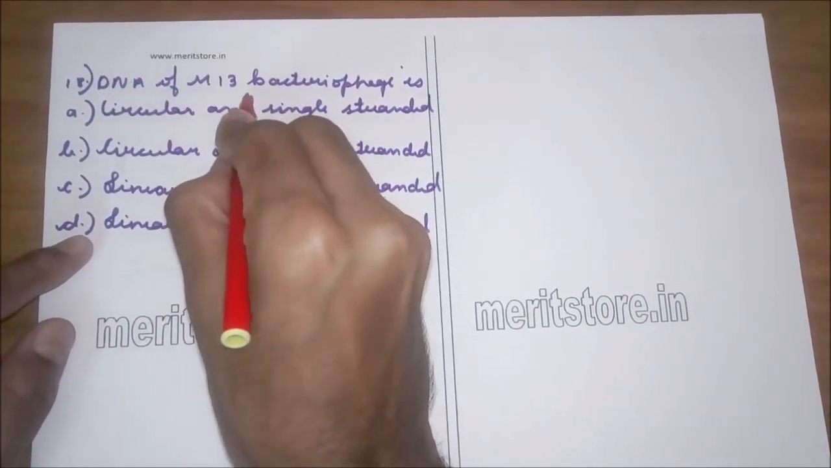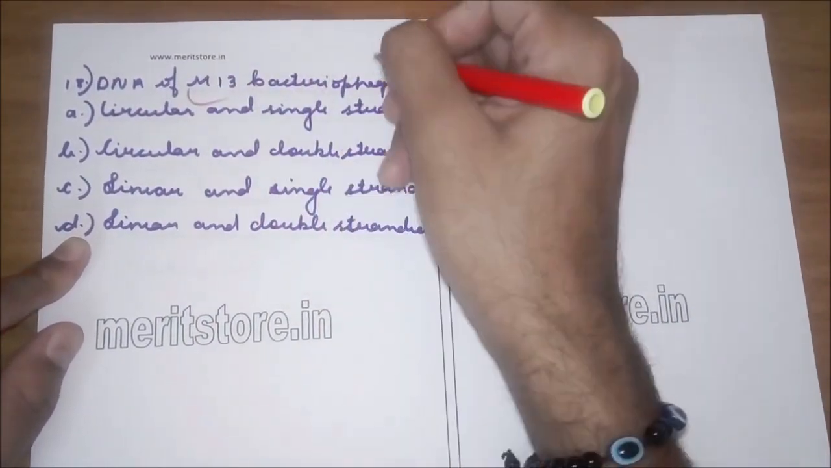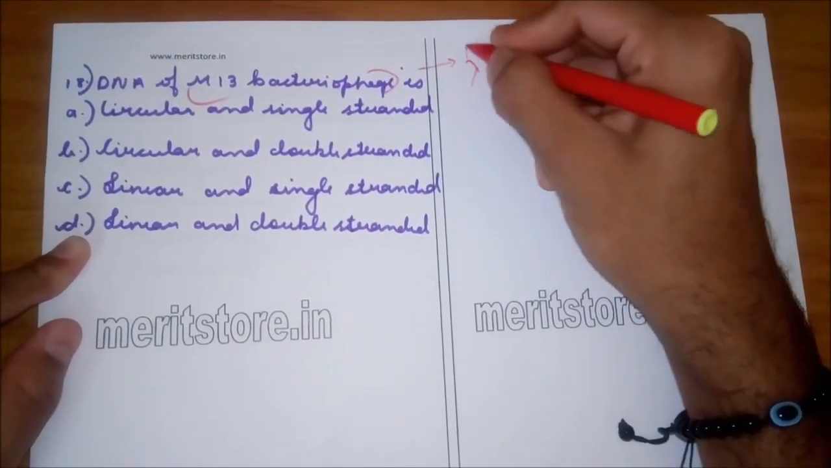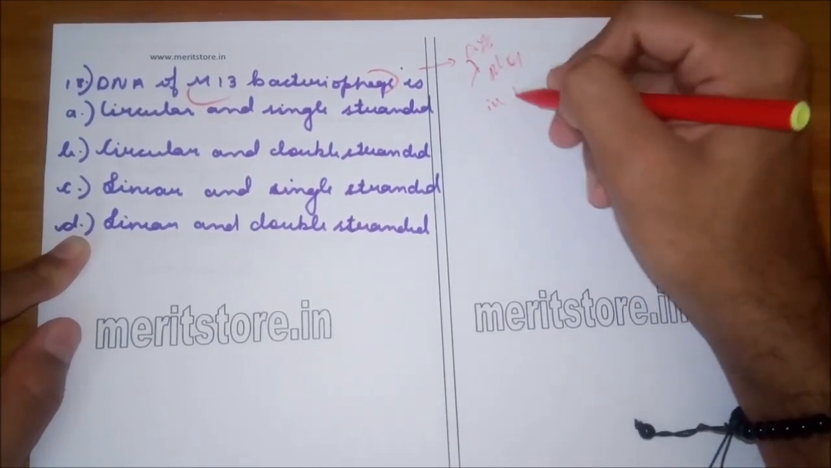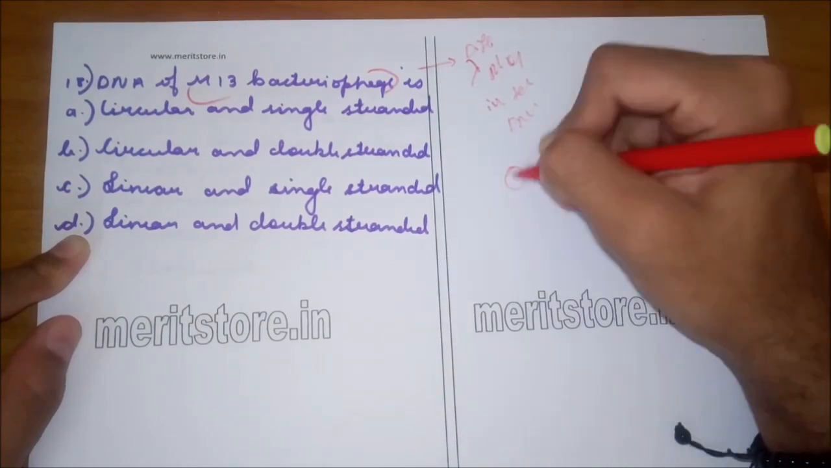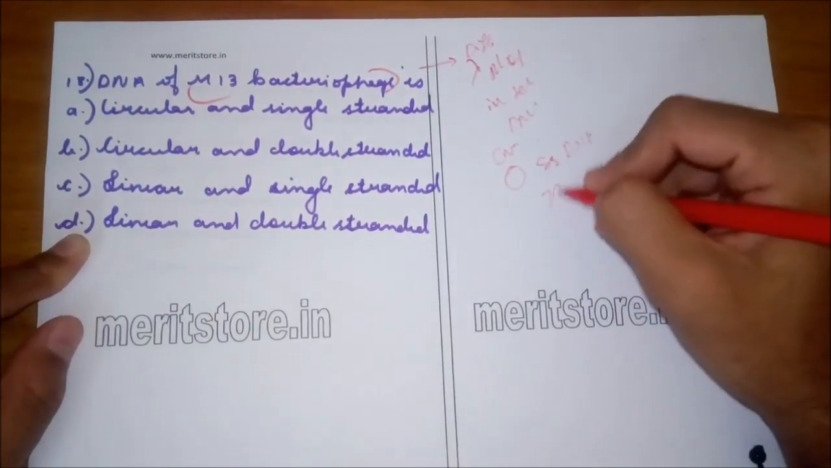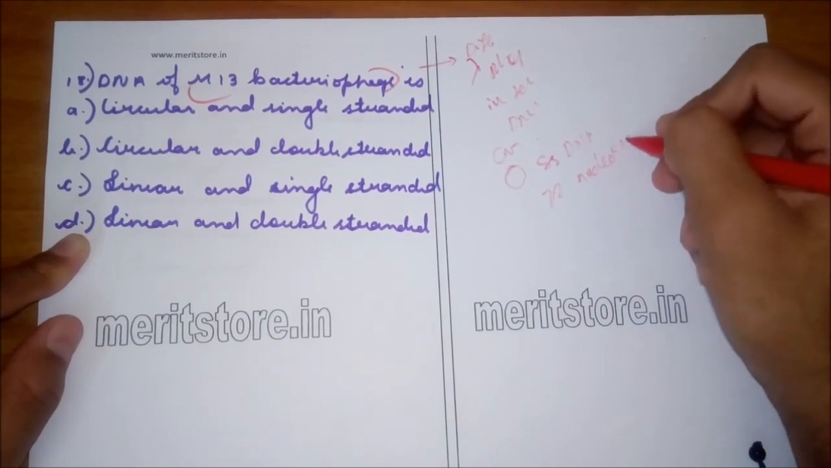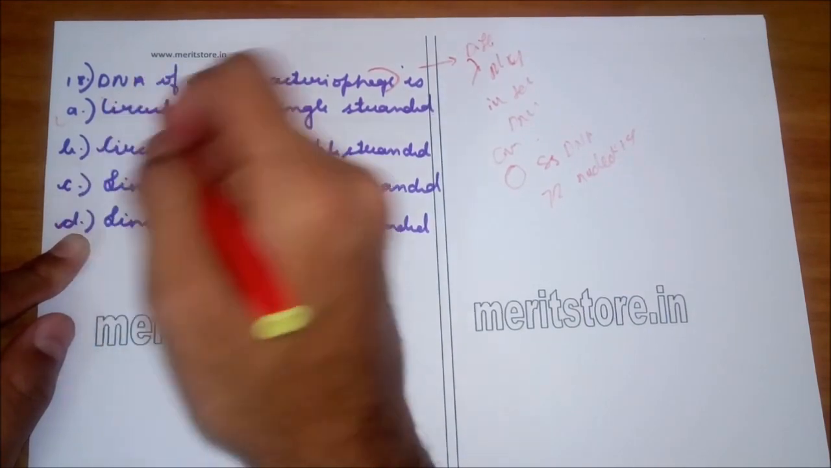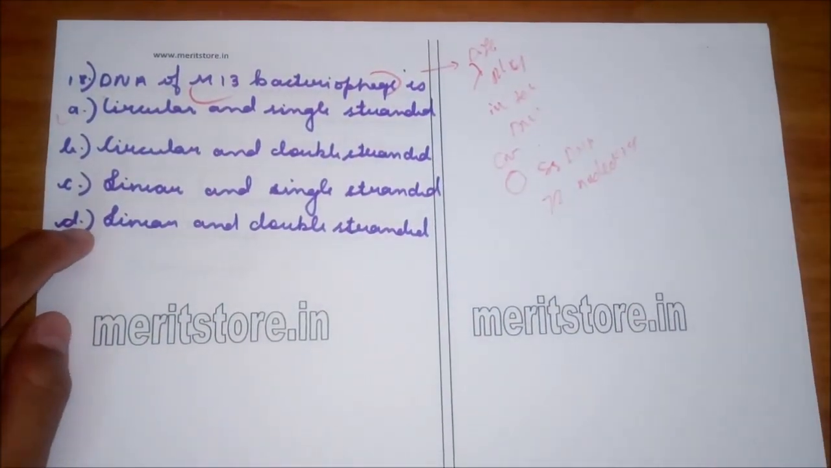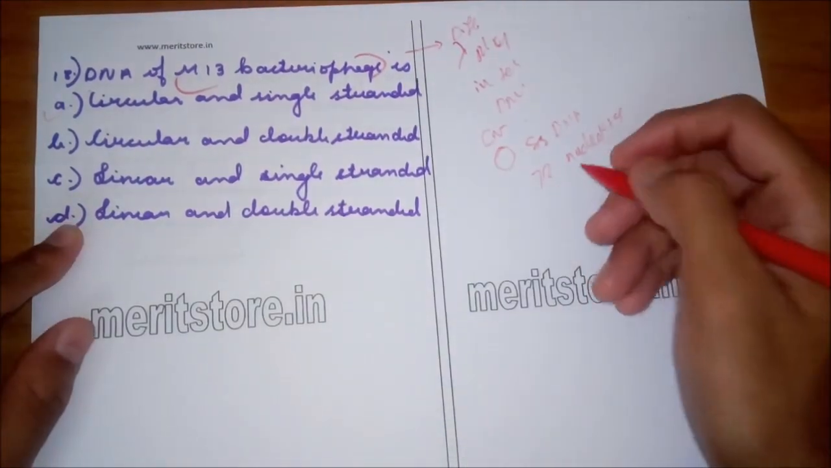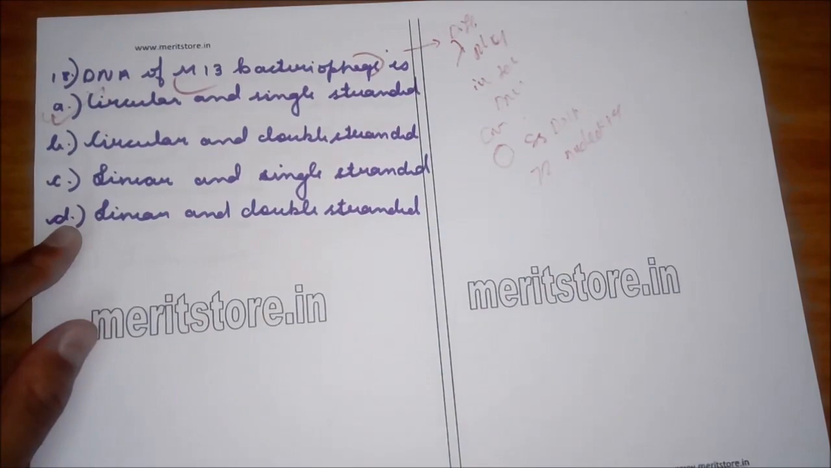Question number 18. DNA of M13 bacteriophage is. M13 bacteriophage is different from lambda phage in terms of DNA. It has a circular DNA which is single stranded DNA. So circular and single stranded DNA, and with 72 nucleotides. So option A is the correct answer for question number 18. Circular and single stranded. So option A is the correct answer.